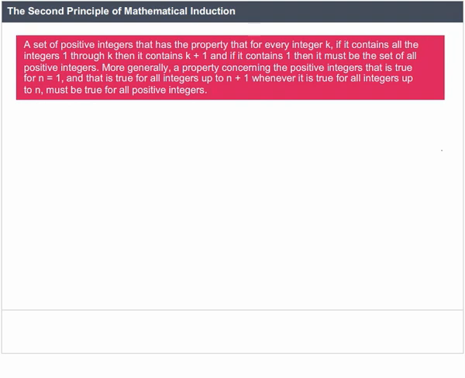More generally, a property concerning the positive integers that is true for n equal to 1 and that is true for all integers up to n plus 1, whenever it is true for all integers up to n, must be true for all positive integers.